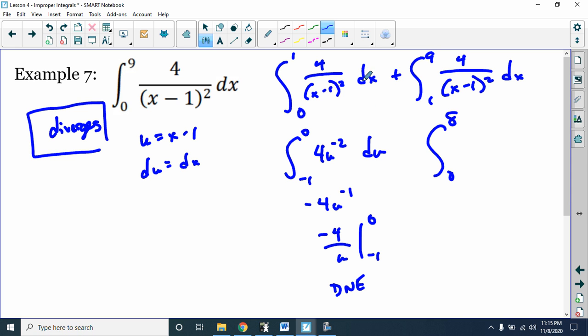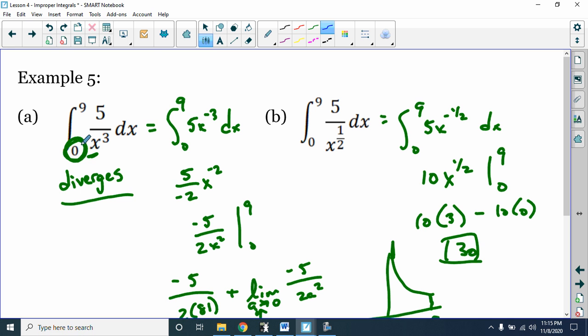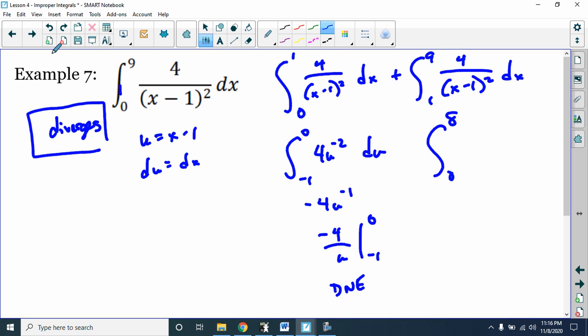So it's important to always split it into 2 integrals if you have a vertical asymptote that is somewhere in between the 2 bounds. If it's right on the edge, like this one here, the 0 was the vertical asymptote, that's okay. If it's not on the interval at all, you don't need to worry about it. But if it's in between there, you do need to split it up.